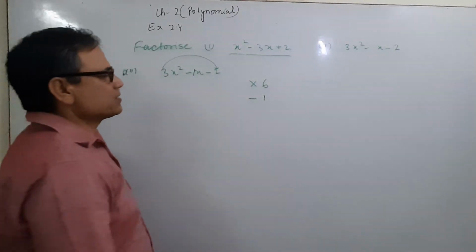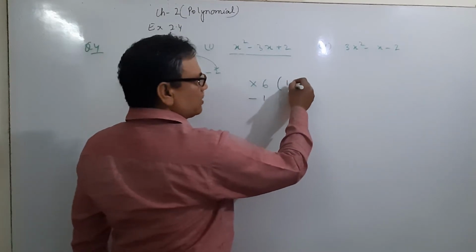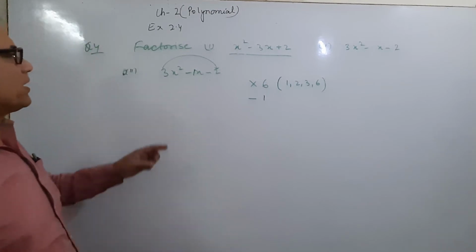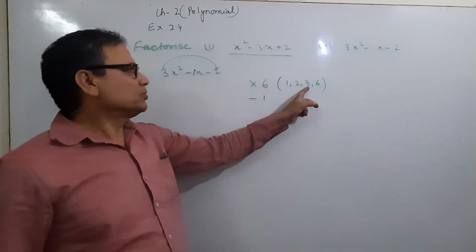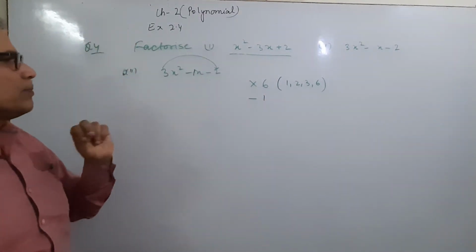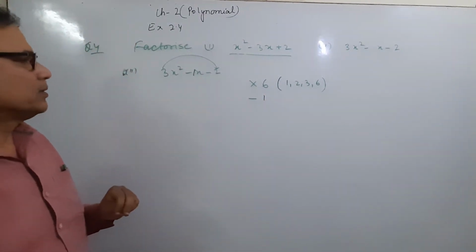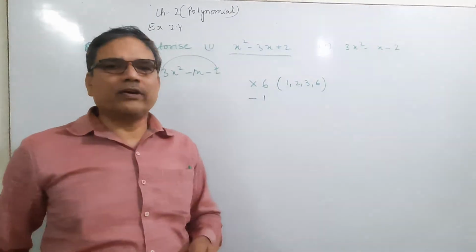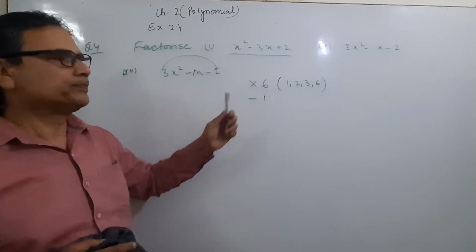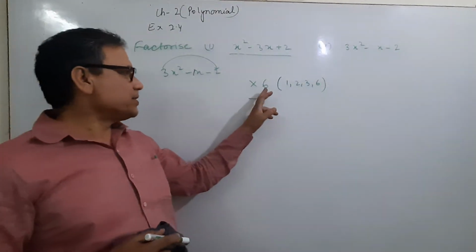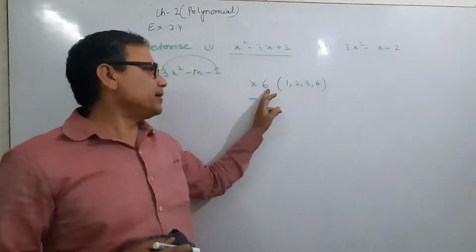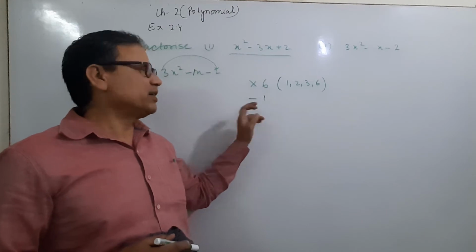Now the factors of 6: 1, 2, 3 and 6. Out of these 4 numbers, we have to choose 2 numbers in such a way that their product is 6 and the difference is 1.